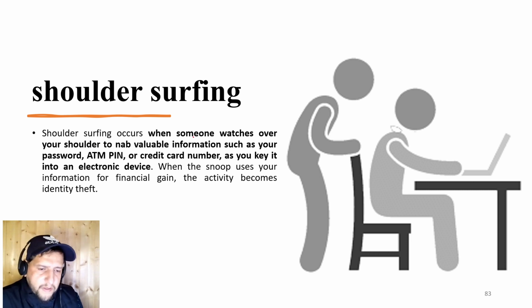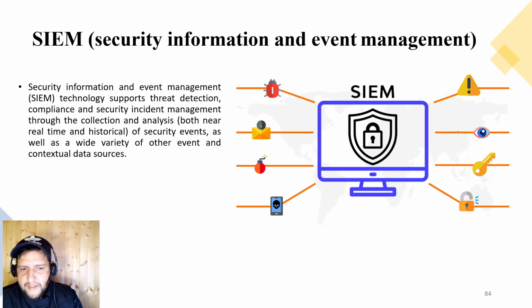Shoulder surfing occurs when someone watches over your shoulder to nab valuable information such as your passwords, your ATM PINs or credit card numbers as you key it into an electronic device. When the snoop uses your information for financial gain, the activity becomes identity theft. So someone looking over your shoulder when you type your passwords and keys.